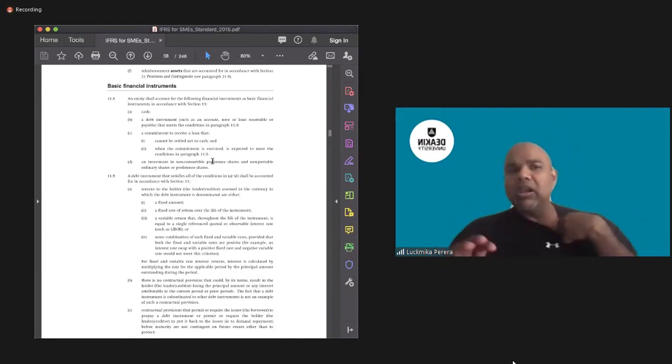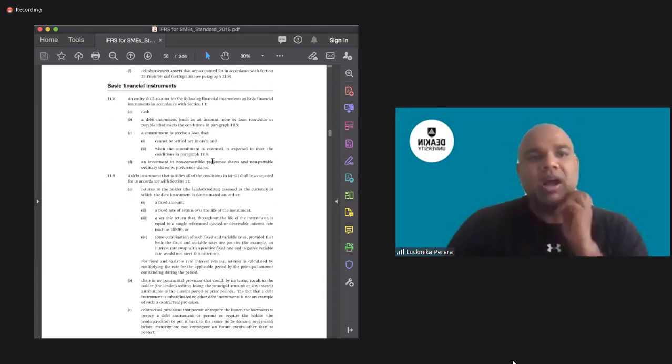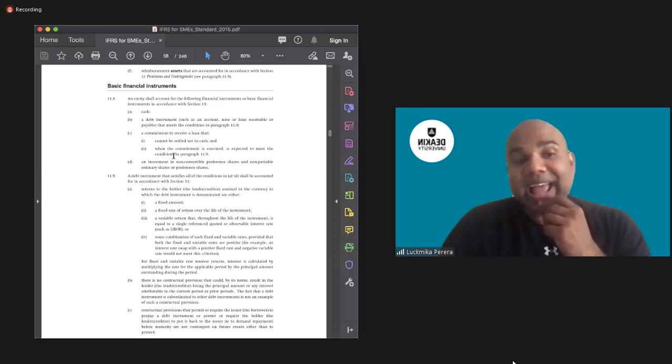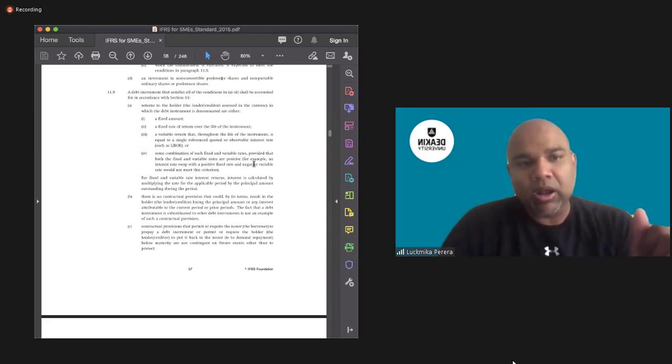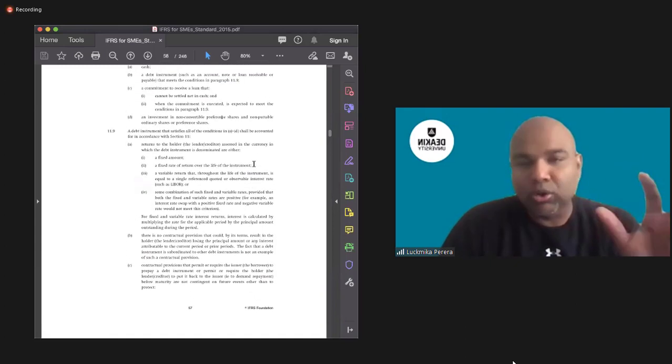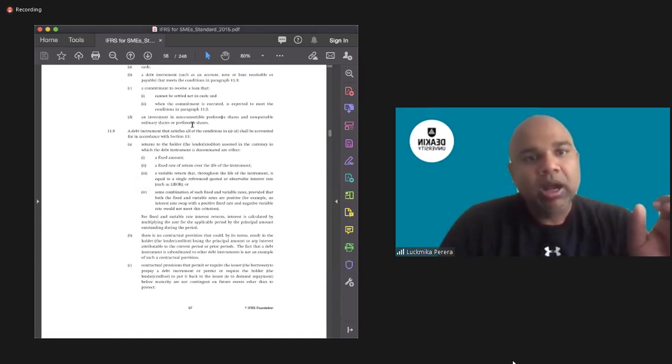So what we call basic financial instruments are cash, debt instruments such as accounts, notes or loan receivables, and commitments to receive a loan that cannot be settled net in cash. And when the commitment is executed, I think we looked at this all earlier as well, but I'm just going to go through it again just for memory. An investment in non-convertible preference shares and non-puttable shares and so forth.